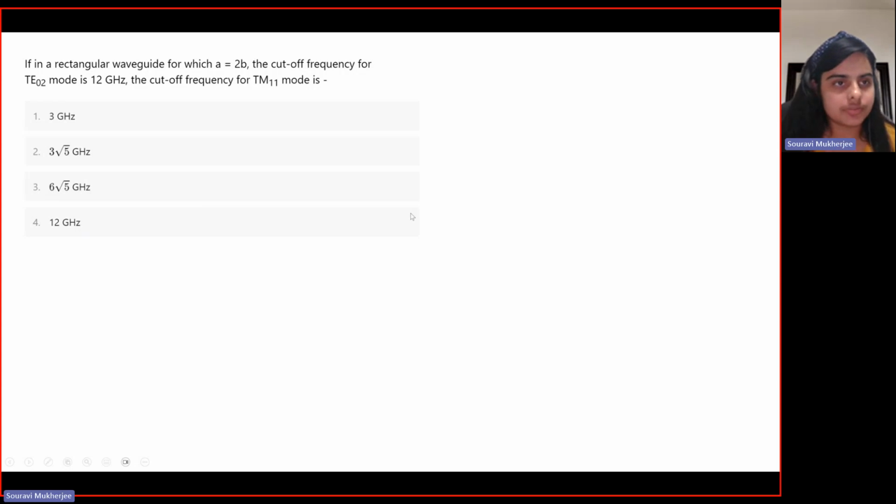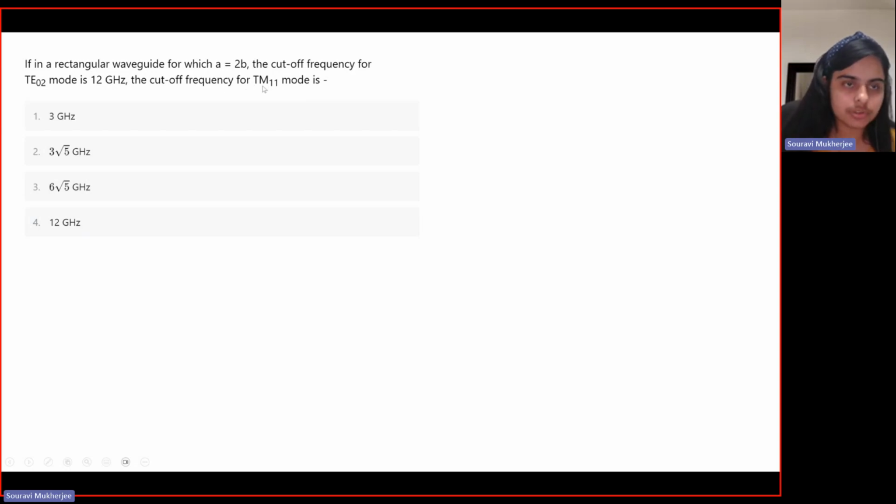Now, this is another question which says that if in a rectangular waveguide A is equal to 2B, the cutoff frequency for TE02 mode is 12 Hz, we have to find the cutoff for TM11 mode. So how do we address this? So first thing is, we know the relation between A and B. We know the cutoff frequency for a particular mode in TE mode, and we have to find the cutoff frequency for a different TM mode.